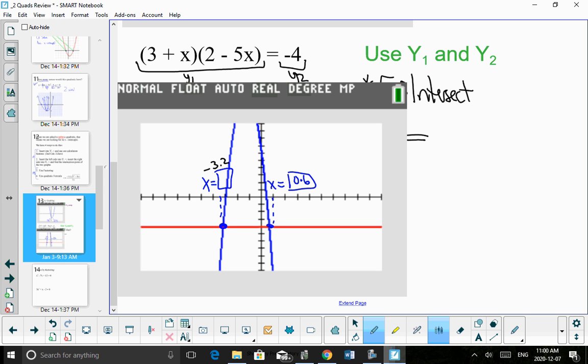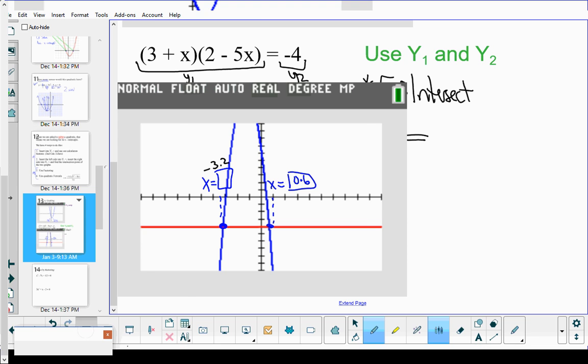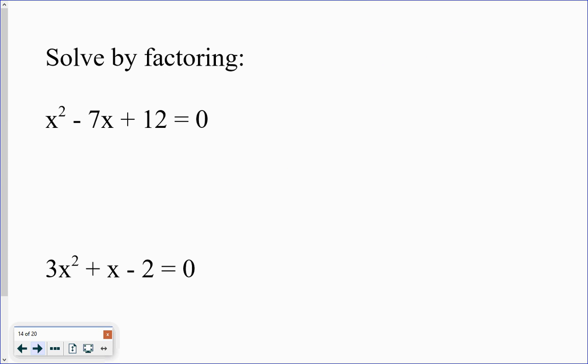Okay, so knowing how to just use the y1 feature and finding the x-intercepts, or using the y1 and y2 together and using the number 5 feature. Okay, next method was solving by factoring. So we covered a lot of factoring in 10C. It's back again here. So most of your questions will be trinomials.